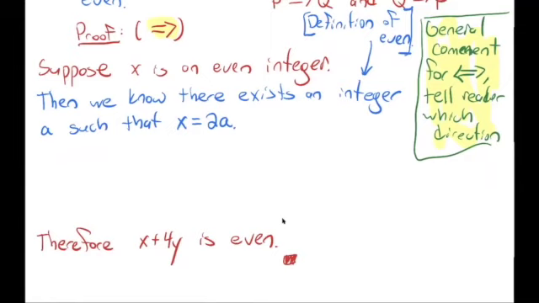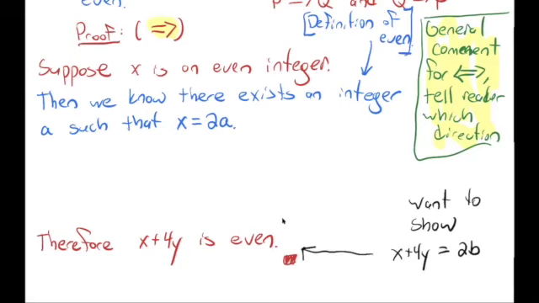And so now, we're hoping to show this. And therefore, if we want to show that x plus 4y is even, let me just do some scratch work over here. We want to show that that is equal to 2 times an integer in order to show that x plus 4y is even.